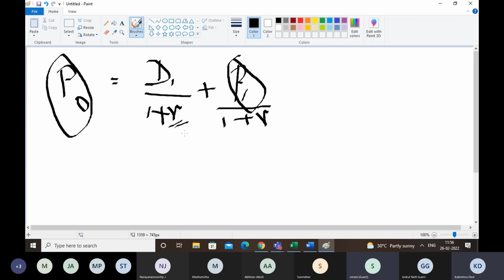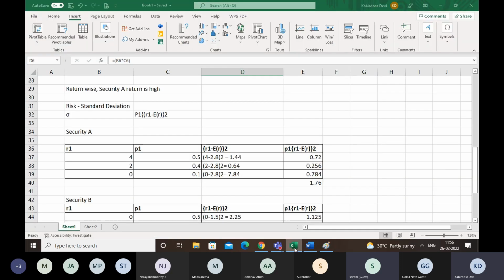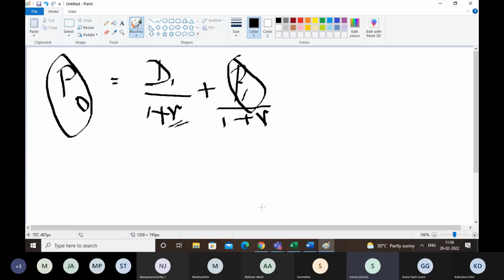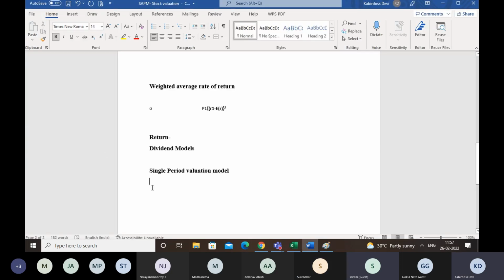Now I'll give you one sum based on this. Have you written down the formula, all of you? P naught is equal to D1 divided by 1 plus R, plus P1 divided by 1 plus R. So this is the formula. Please take down the sum.